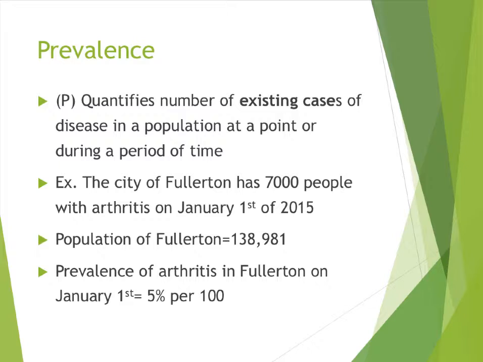For example, the city of Fullerton has 7,000 people with arthritis on January 1st, 2015, which means that we do not know when the diagnosis took place or when the disease started in the affected individuals. We simply know that at this point in time, 7,000 people in Fullerton have arthritis. If we know the total population of Fullerton, which we do, we can then calculate prevalence and we will see that on January 1st, 5% per 100 persons were affected by arthritis in Fullerton.